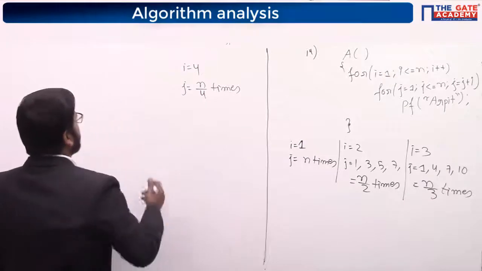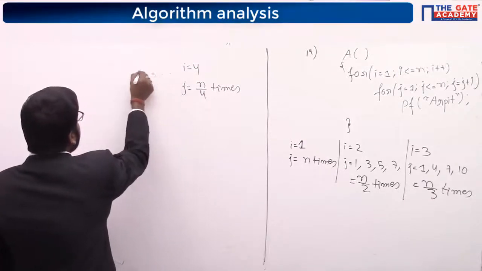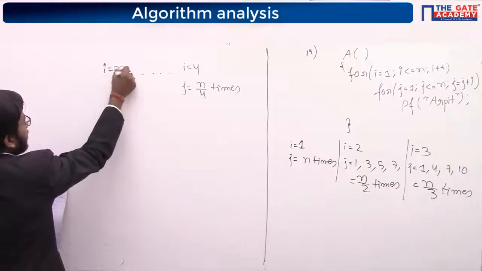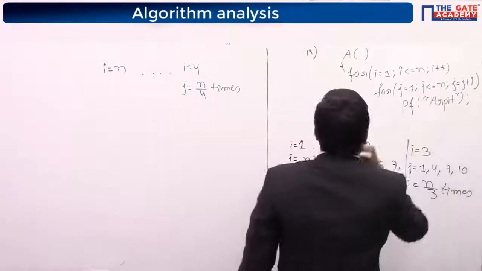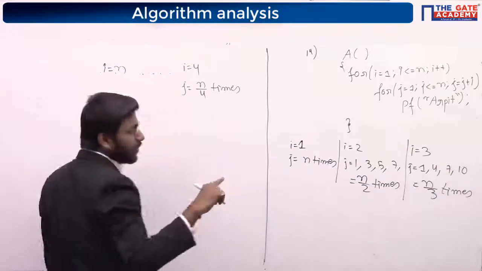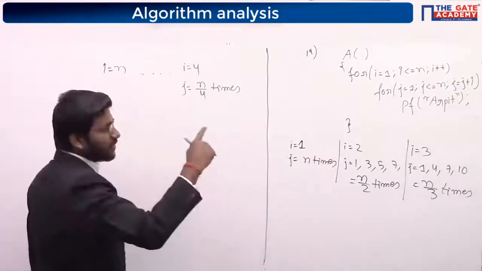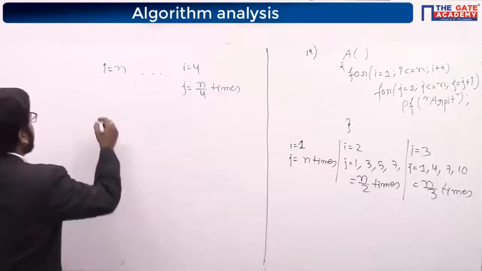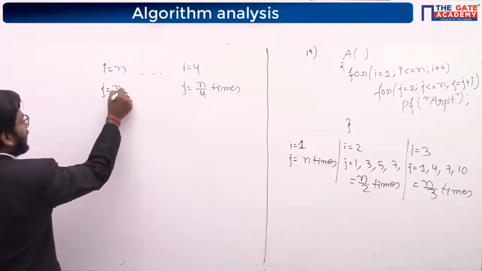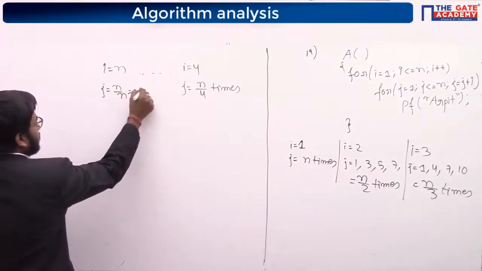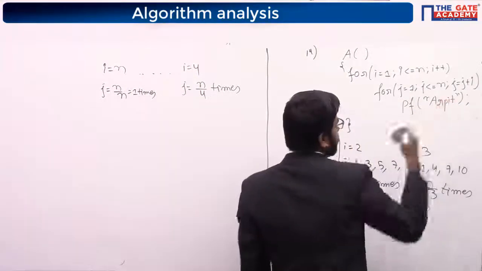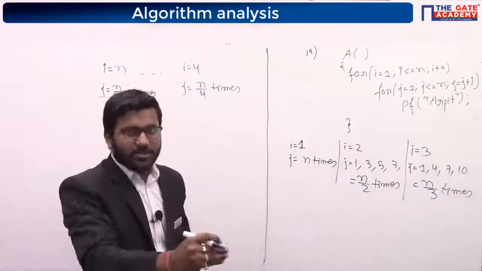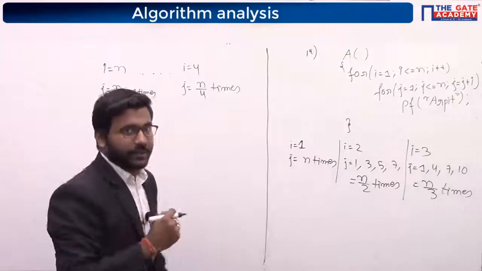Similarly, it will go till i is n, then j is 1, and 1 is smaller than n, so it will execute only once. Then 1 plus n is going to be greater. So it is going to execute n by n, that is 1 time only. So the summation of how many times the inner j loop is executing is going to be our time complexity.